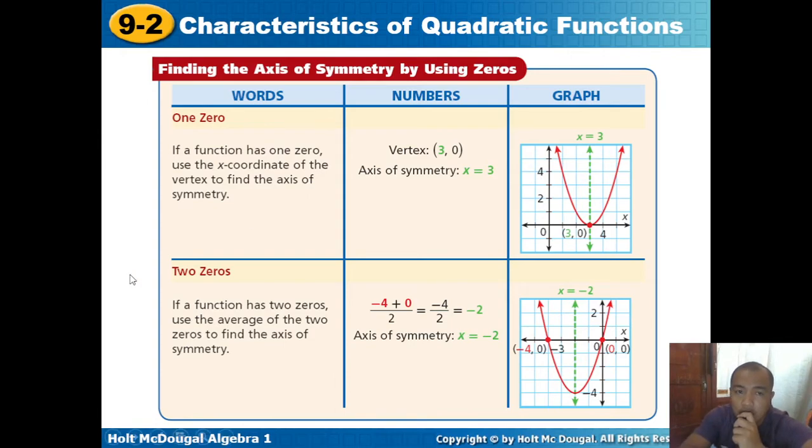x equals 3. Now, if it has two zeros, use the average of the two zeros to find the axis of symmetry. For example, the zeros are negative 4 and 0. Then, get the average of negative 4 and 0, that's negative 2. Therefore, the axis of symmetry is x equals negative 2. That's how it is when there are two zeros. Or just determine the vertex, which is at (negative 2, negative 4). What is h in the vertex? Negative 2. So x equals negative 2. So you can also use the average of the two zeros.